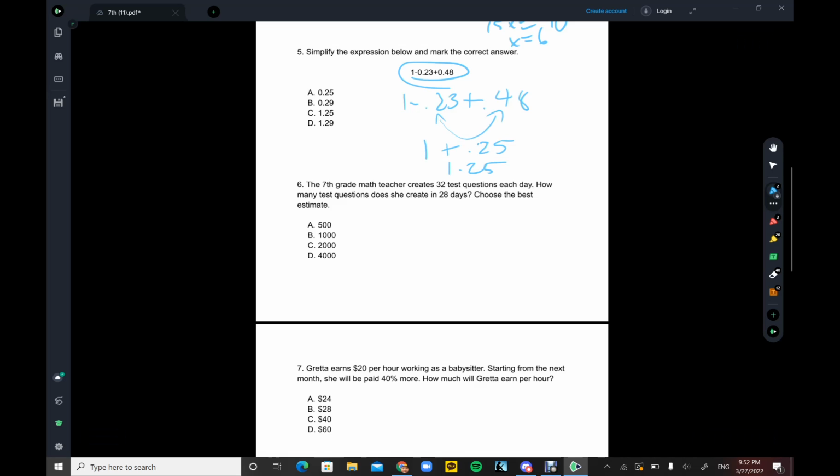That's the easiest way. You could, of course, subtract 0.23 from 1, and you get 0.77, and then you add 0.48. But I think instead of doing that, it is a lot simpler to just go with this method. And so your answer would be C.